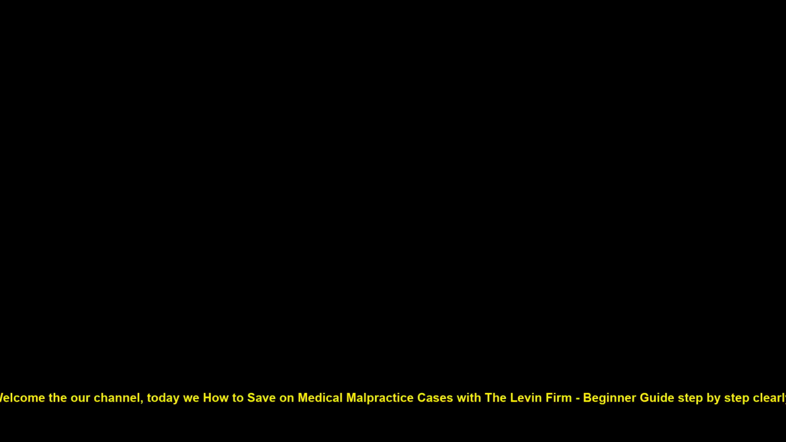Today we show how to save on medical malpractice cases with the Levin Firm, a beginner's guide, step by step, clearly. First, understand the basics of medical malpractice. Research the specific laws in your state. Every state has different regulations regarding malpractice claims. Identify potential medical malpractice situations. These can include misdiagnosis, surgical errors, or medication mistakes.